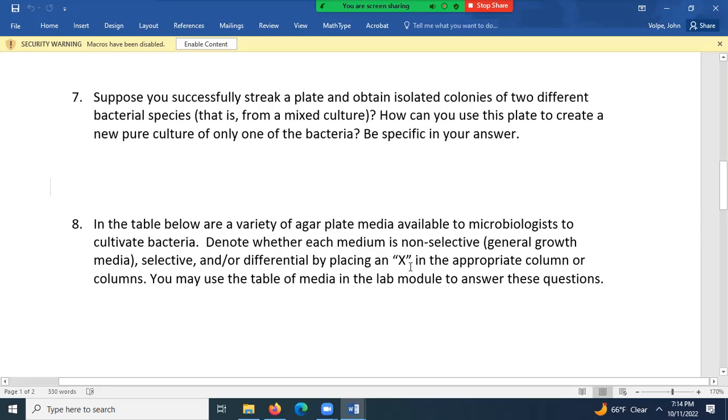In the table below, there are a variety of agar plate media available to microbiologists to cultivate bacteria. Note whether each medium is non-selective, meaning a general growth media, whether the media is selective, or whether the media is differential by placing an X in the appropriate column. The row may have more than one X in a column. You may use the table of media in the lab module to answer these questions.